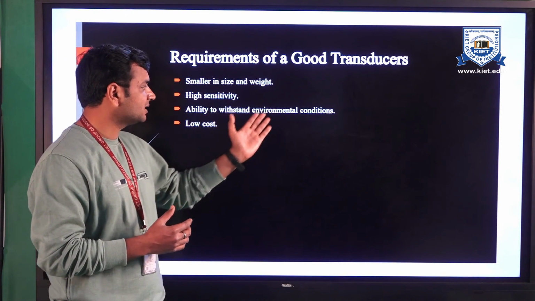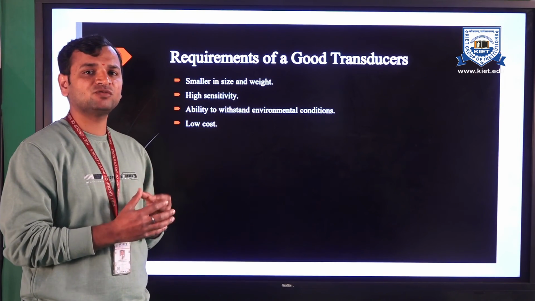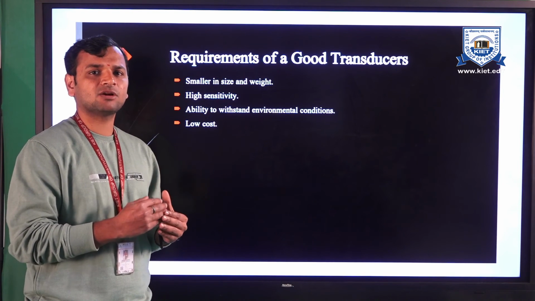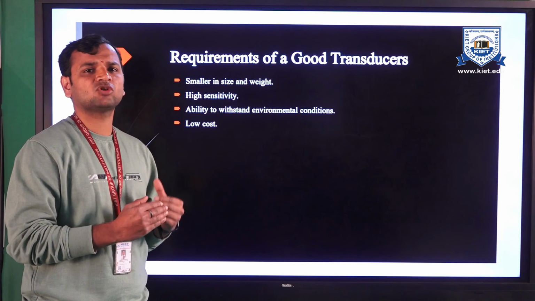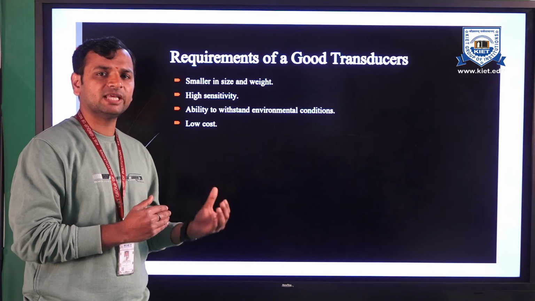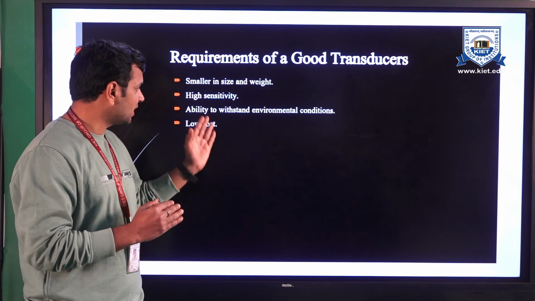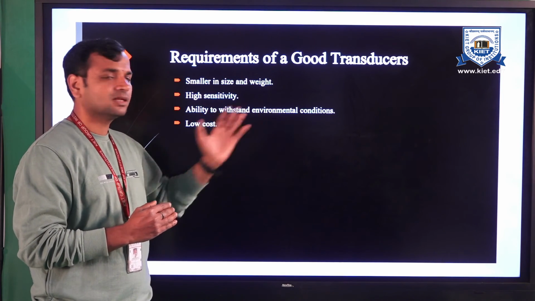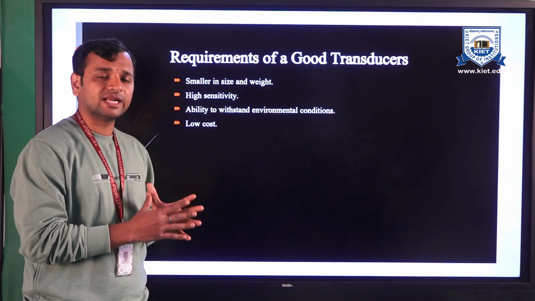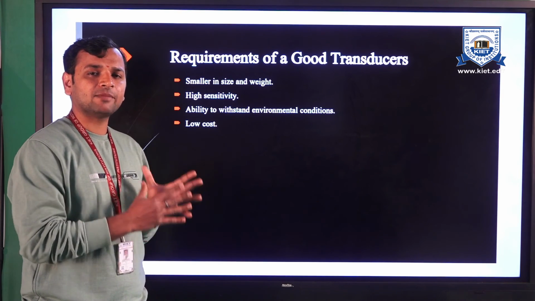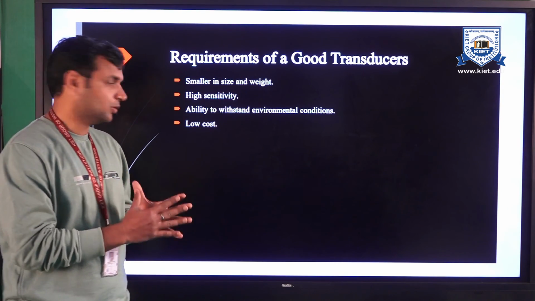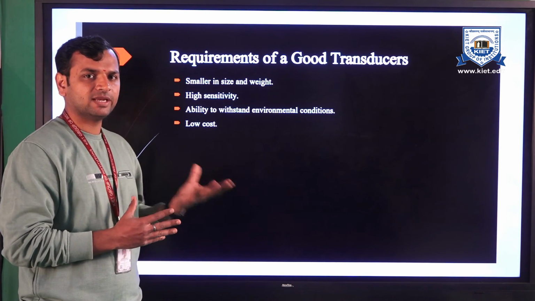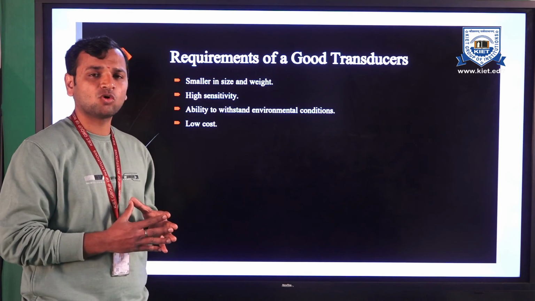And the ability to withstand environmental conditions. If any type of change in the environment, like temperature or pressure, or noise occurs when you are dealing with a certain type of transducer, it should have enough capability to withstand the environmental condition. That means the repeatability of the transducer should be good, and economy is always very important, so it should be low cost.